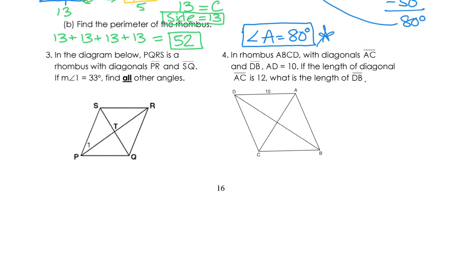Number 3, it says in the diagram below, PQRS is a rhombus with diagonals PR and SQ, and they tell us that the measure of angle 1 is 33 degrees.